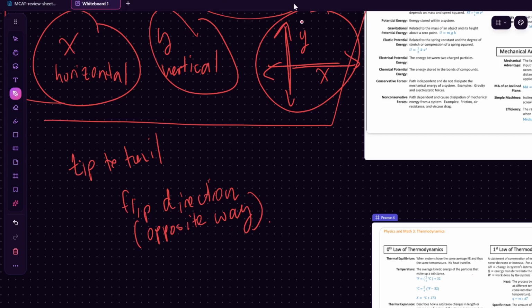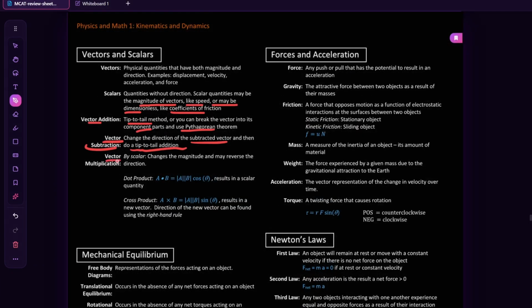So for multiplying vectors by a scalar, it changes the magnitude and may reverse the direction. When you multiply vectors by a plain number, which is basically a scalar number, this changes the vector's magnitude. It can make it longer or shorter, basically. So instead of, I don't know, 50 meters, you get 100 or something. That makes it longer. And if you multiply by a negative number, it flips the direction completely around.